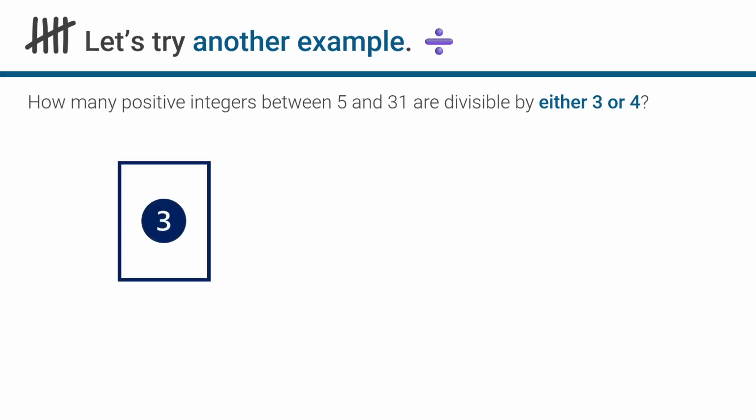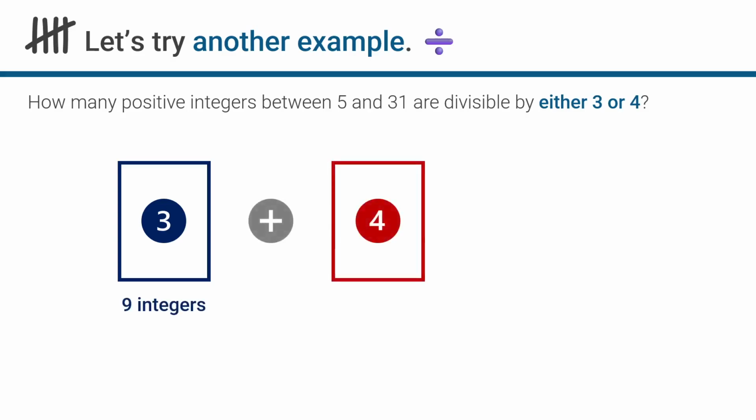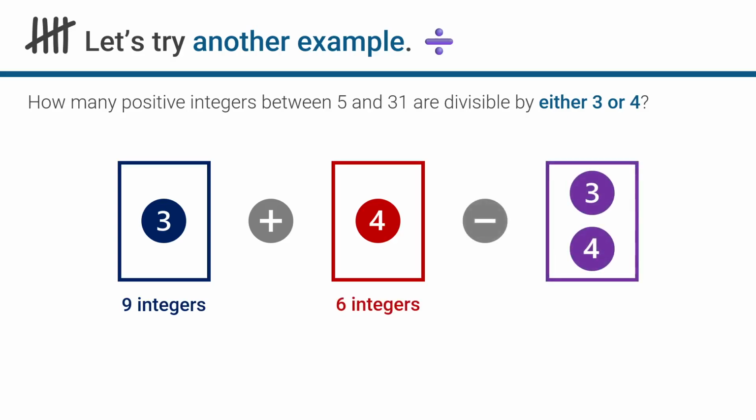Okay, so for those that are divisible by 3, we have 9 integers. For all that are divisible by 4, we have 6 integers. And subtract it from the number of integers that are both divisible by 3 and 4. Okay? Because that will be double counting again. Does it make sense?